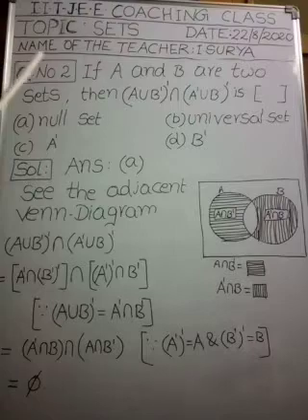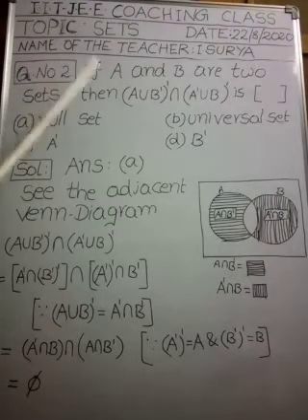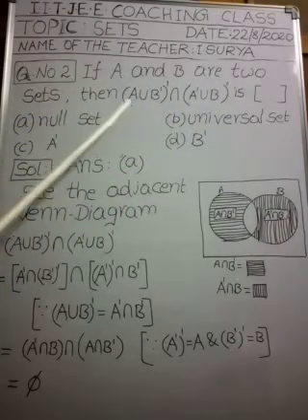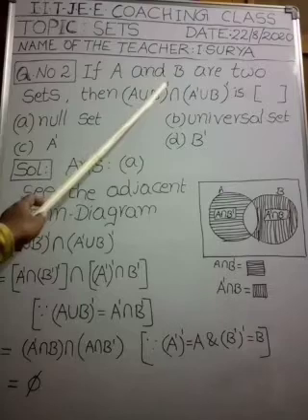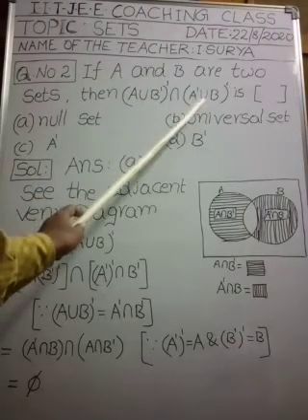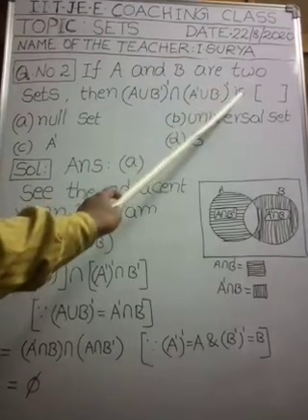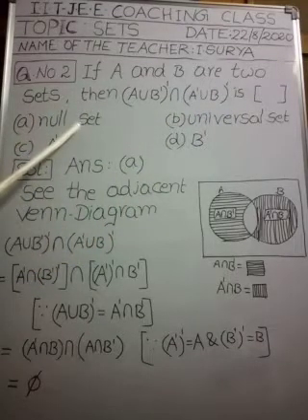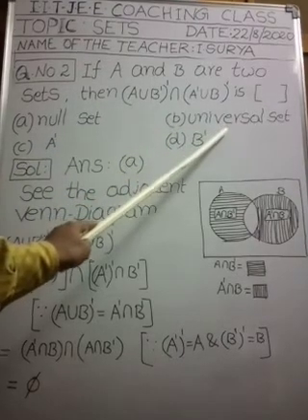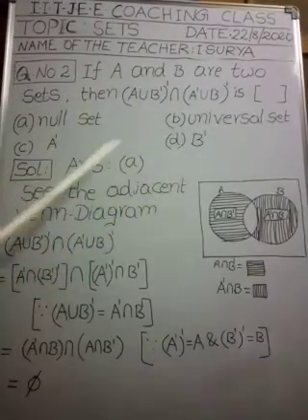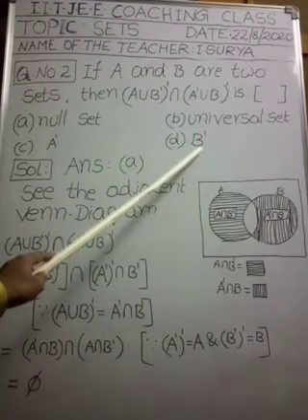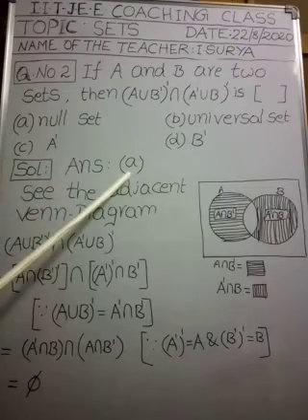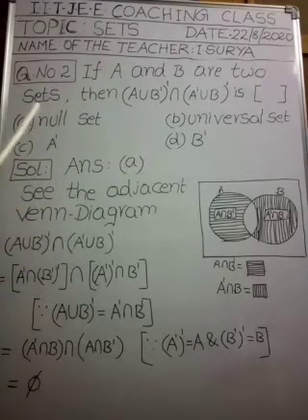Now come to question number 2. If A and B are two sets, then (A union B) dash whole dash intersection (A dash union B) whole dash is. Okay, my children, see these options. First option is null set, second option is universal set, third option is A dash, and fourth option is B dash. Out of these four options, first option is correct. Let us see the explanation part.